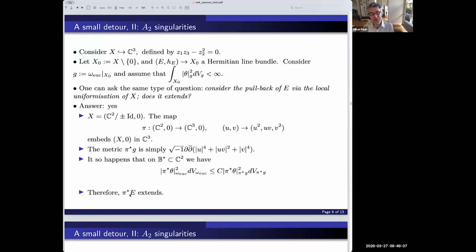So we derived the conclusion that the pullback with respect to the uniformization, the inverse image of E, extends. Even if, like I said, this argument is very specific to the A2 singularities, the question still holds. So let's assume now that we have X, which has Gaussian singularities. What's happening with this kind of question? I think it's a very interesting problem, but only partial results are known, and you will see soon why.